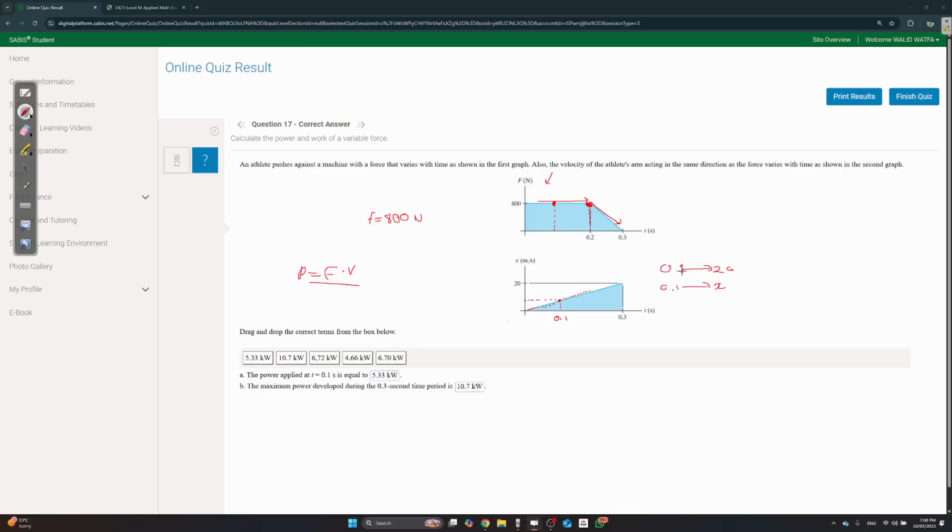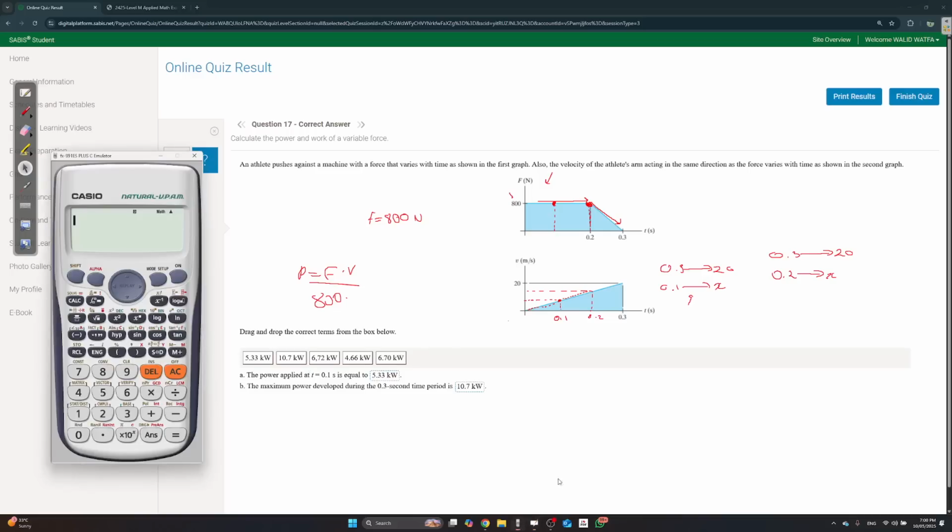And how do we find the power at 0.2? The same way you found the power at 0.1. You need to find the velocity at 0.2 because power is equal to force times velocity. The force is still 800, so we're going to do 800 times the velocity over here. Suppose 0.2 is here, you would need to find the velocity. We know that at 0.3 seconds, you have 20 meters per second. At 0.2, we don't know how many.